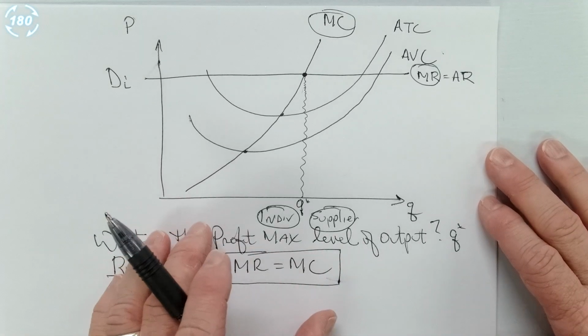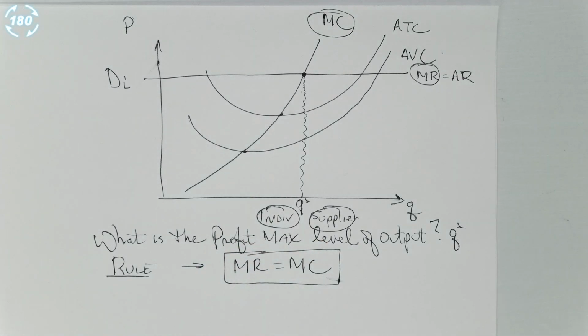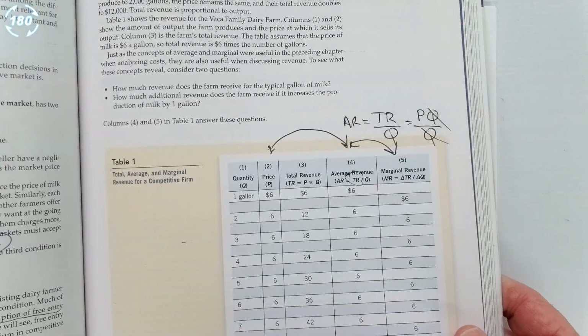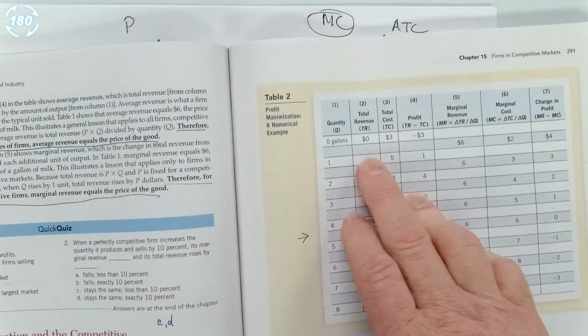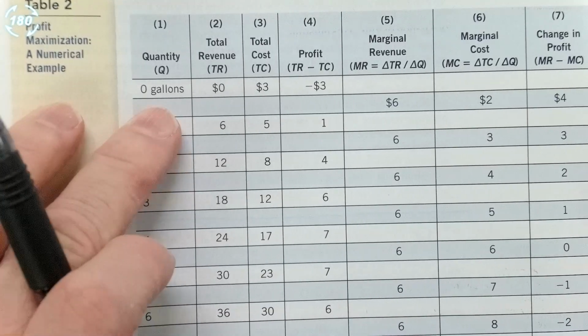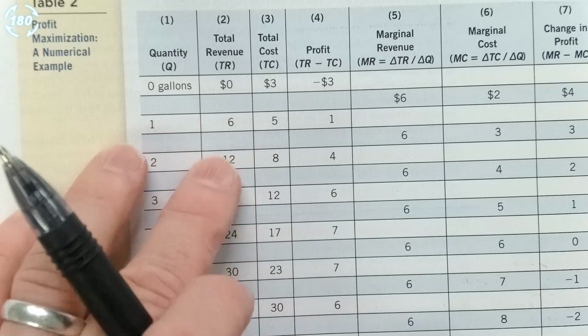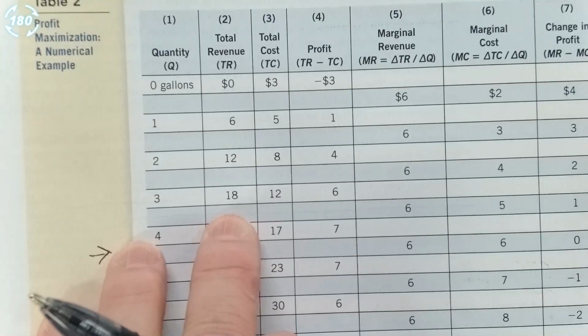Now, why is this? First off, I think we built this table out. Let me look real quick. Yeah, remember just a moment ago we were building a table like this, table 1 on page 289, where we're computing total revenue and so forth. So here's our total revenue. Same situation, gallons of milk. Total revenue is $6 a gallon, right? So 2 gallons is 12, revenue for 3 is 18.